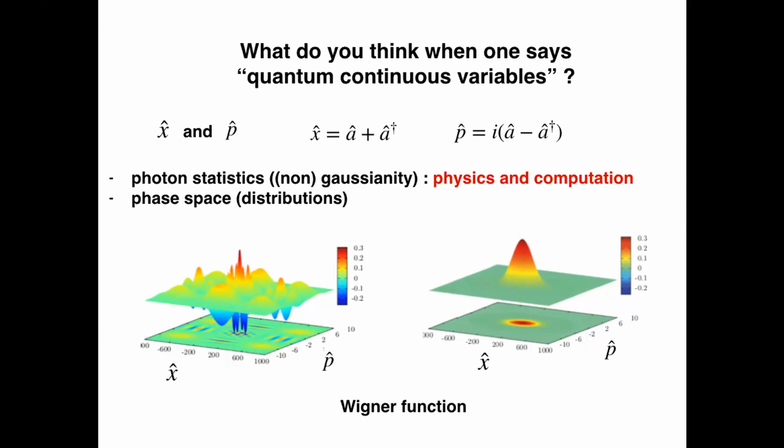And this is something that can be pictured in phase space using distributions, as for instance, the Wigner function that's shown here for these two states, which are quite different from the point of view of Gaussianity and non-Gaussianity.